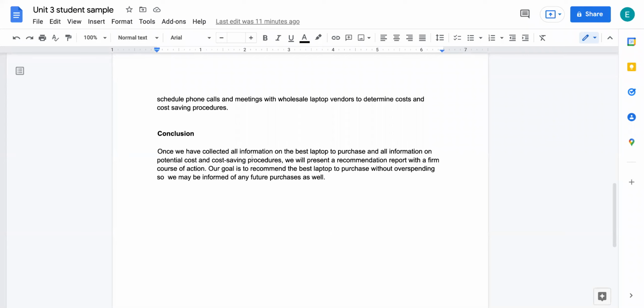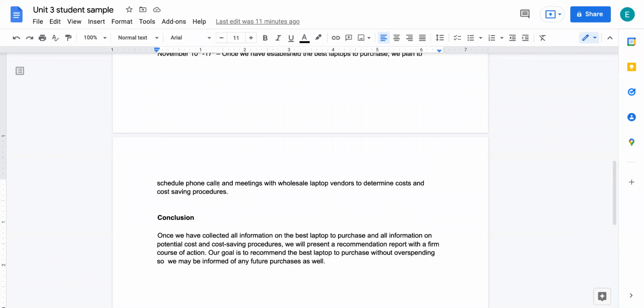So once we have collected all information on the best laptop to purchase, blah, blah, blah, we will present a recommendation report, a firm course of action. That's perfect. It's just like, this is what we're doing. This is what you can expect in the future. Our goal is to recommend the best laptop to purchase without overspending, so we may be informed of any future purchases as well. Perfectly fine.